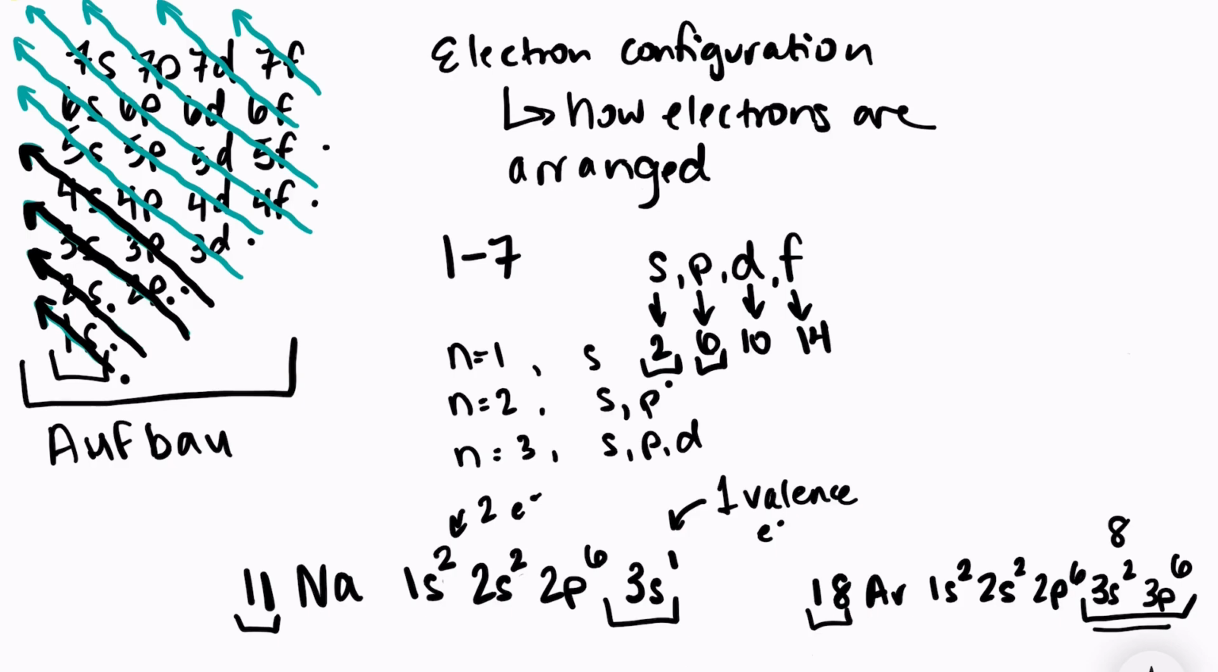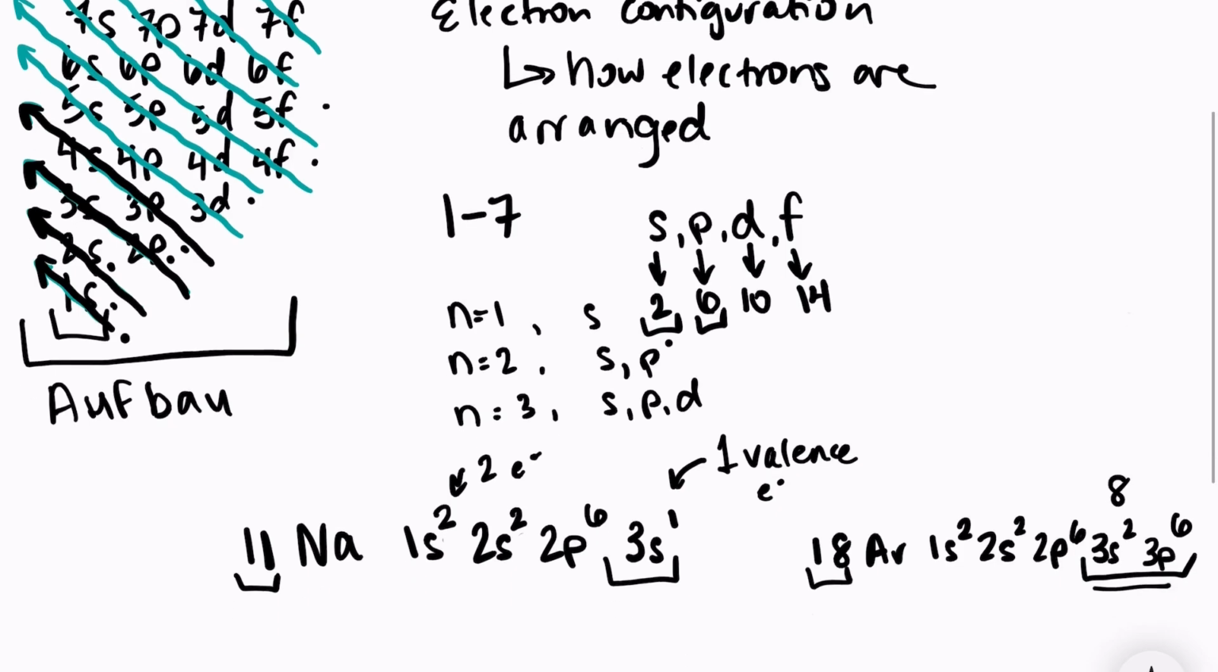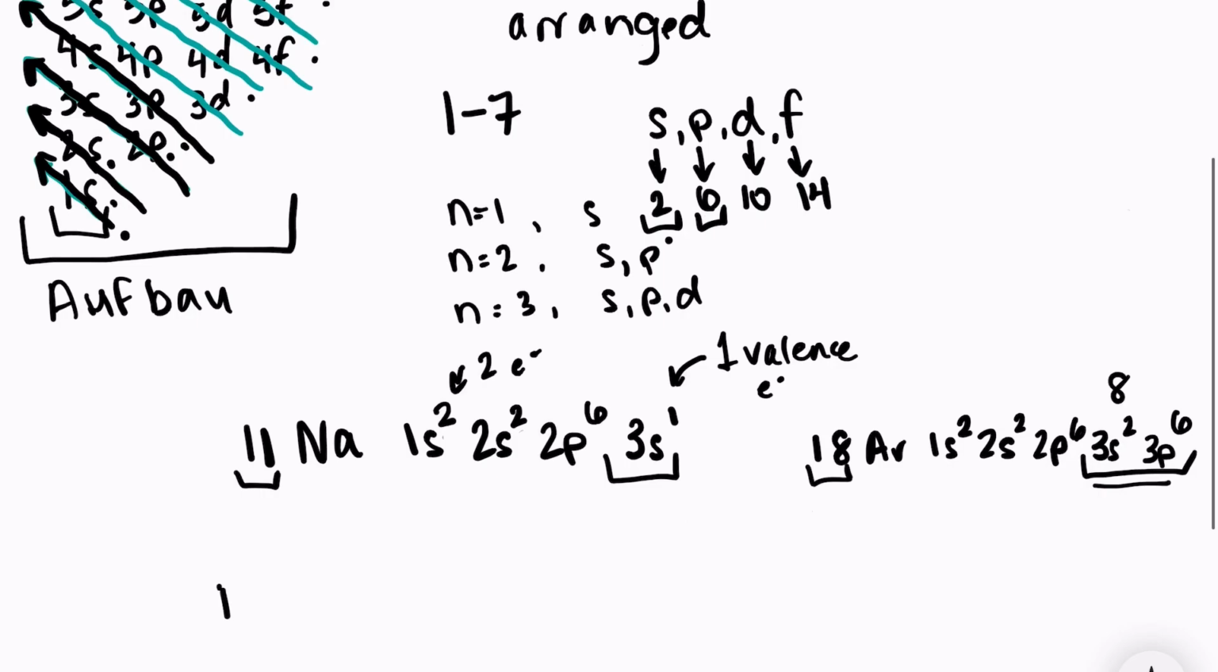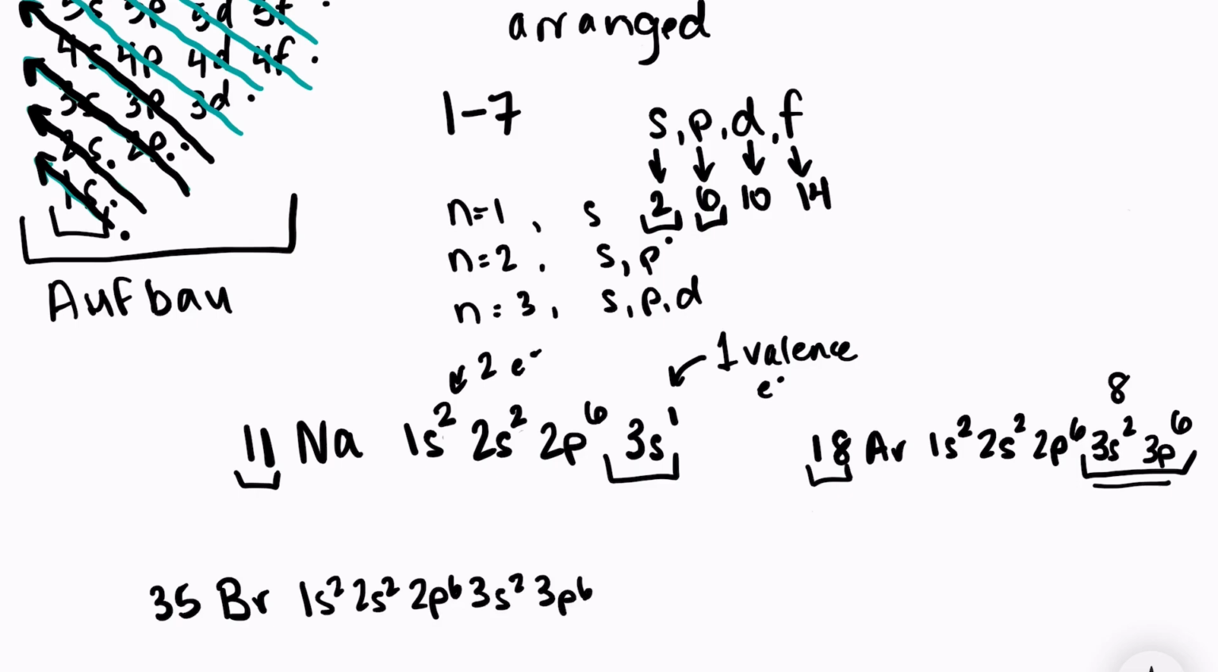Let's try one more example. Let's try a harder one. Let's look at bromine. Bromine is number 35 on the periodic table, so we need to account for 35 electrons. So we have 1s2, 2s2, 2p6, 3s2, 3p6. After 3p, we go to 4s2.